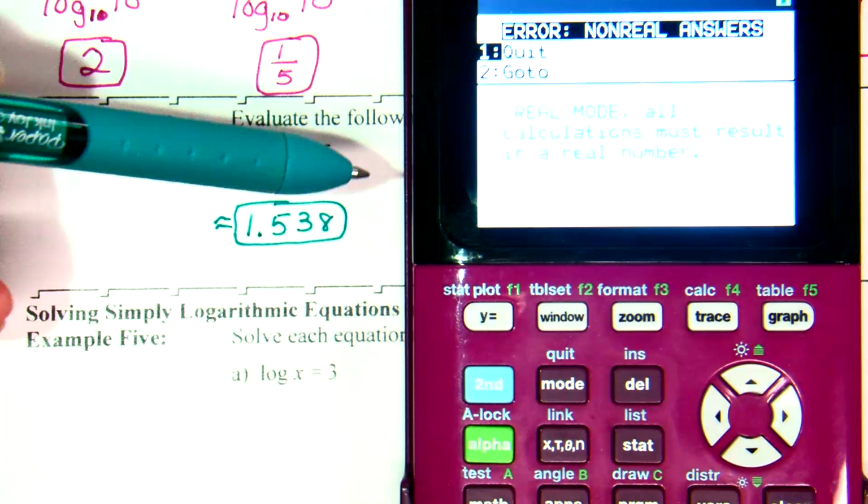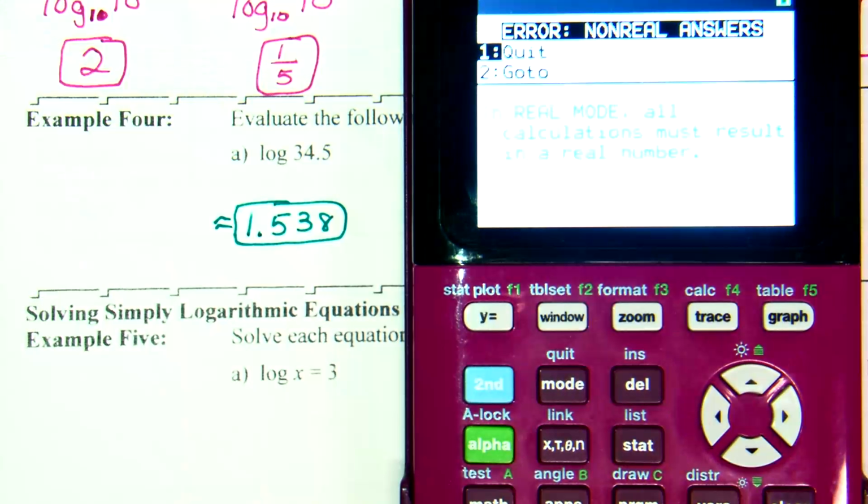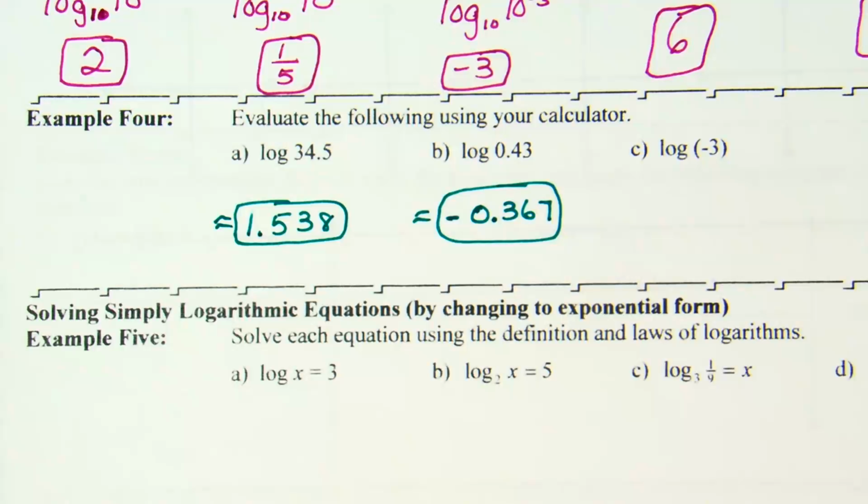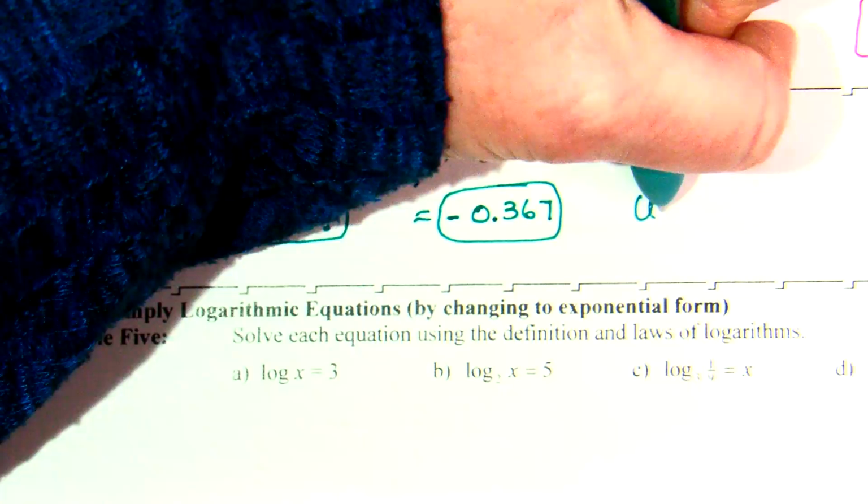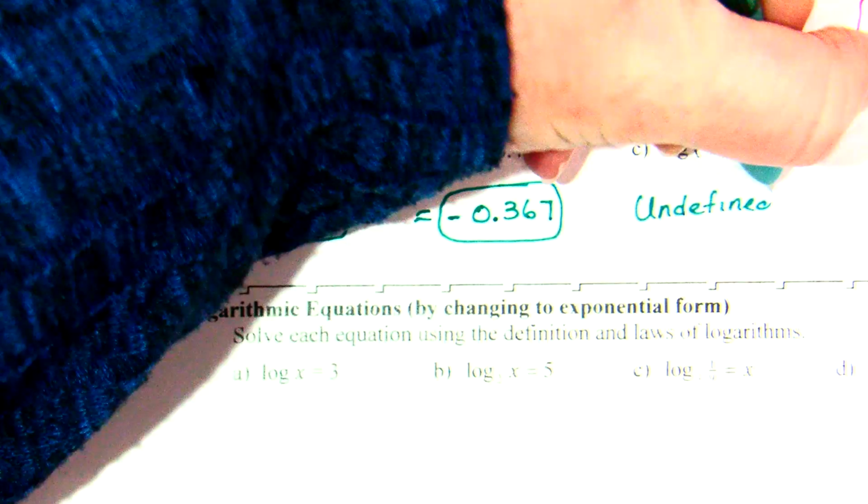So, log of negative 3. What are we trying to get at here? Can you take the log of a negative number? No. I'm going to use the terminology that the log of negative 3 is undefined, because we can't take the log of negative numbers.